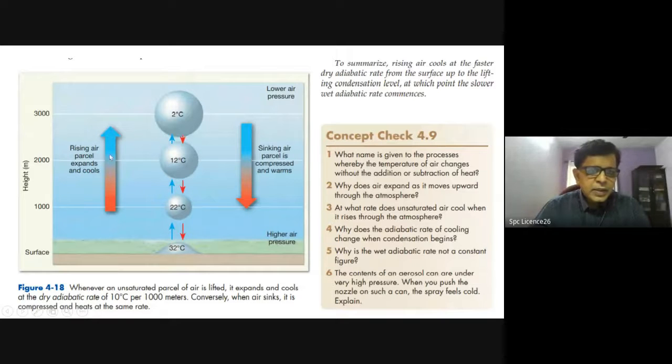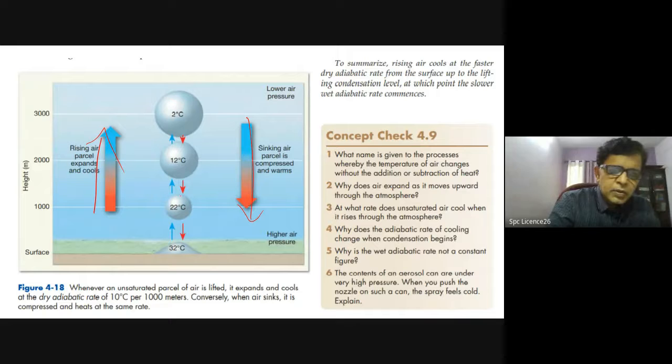As far as this rising parcel of air is concerned, and the air around it, what is the relationship between them? Whenever an unsaturated parcel of air is lifted, it expands and cools at a dry adiabatic rate of 10 degrees centigrade per 1,000 meters. Conversely, when it sinks down, it will be compressed and it heats up at the same rate. So while it goes up, it is going to cool, and while it comes down, it's going to warm up.